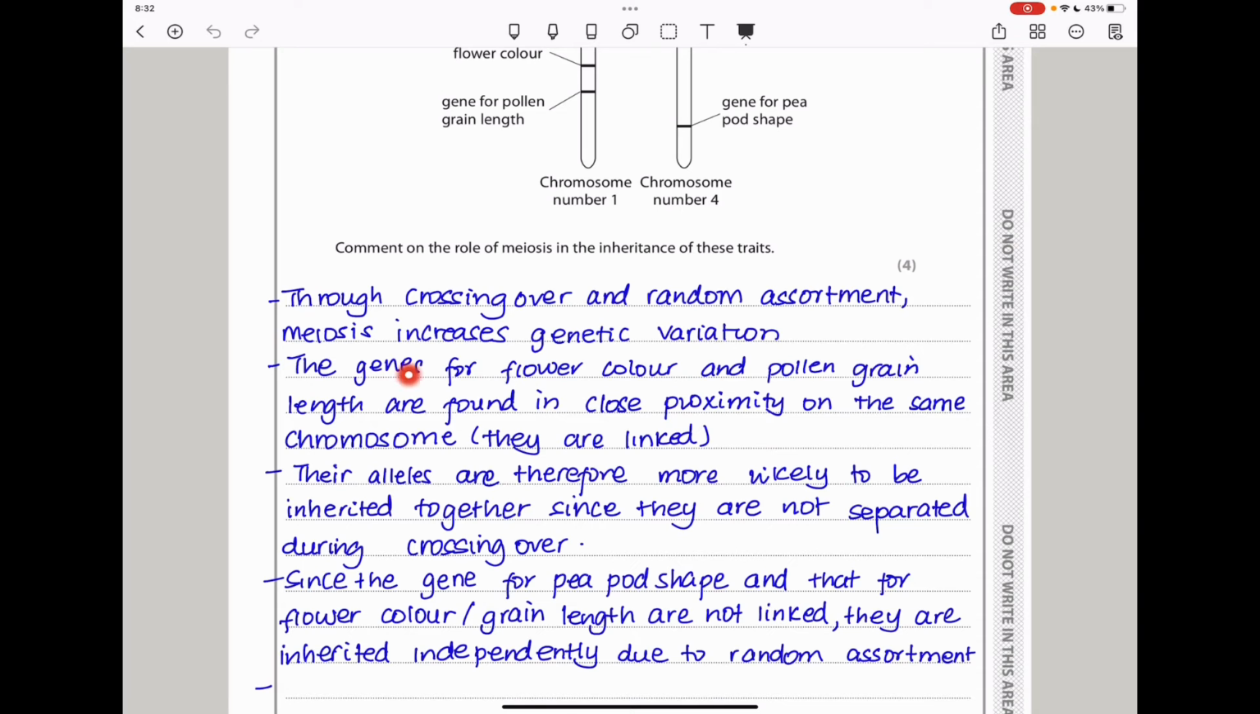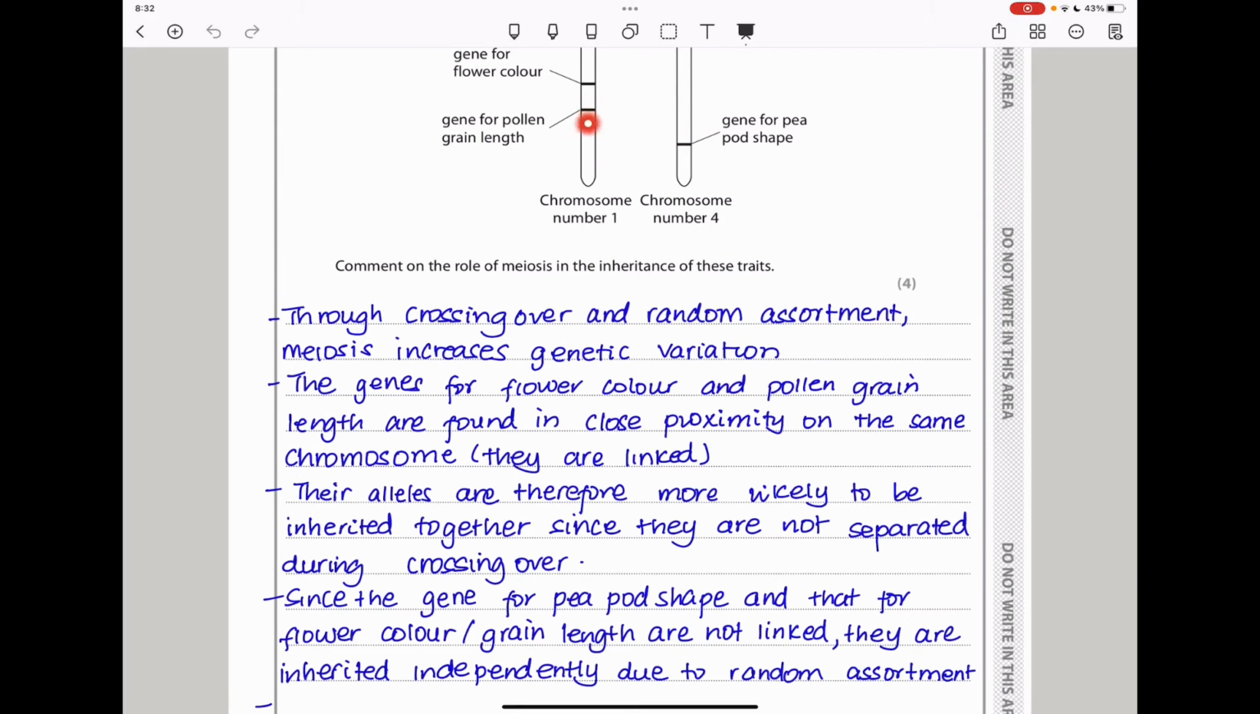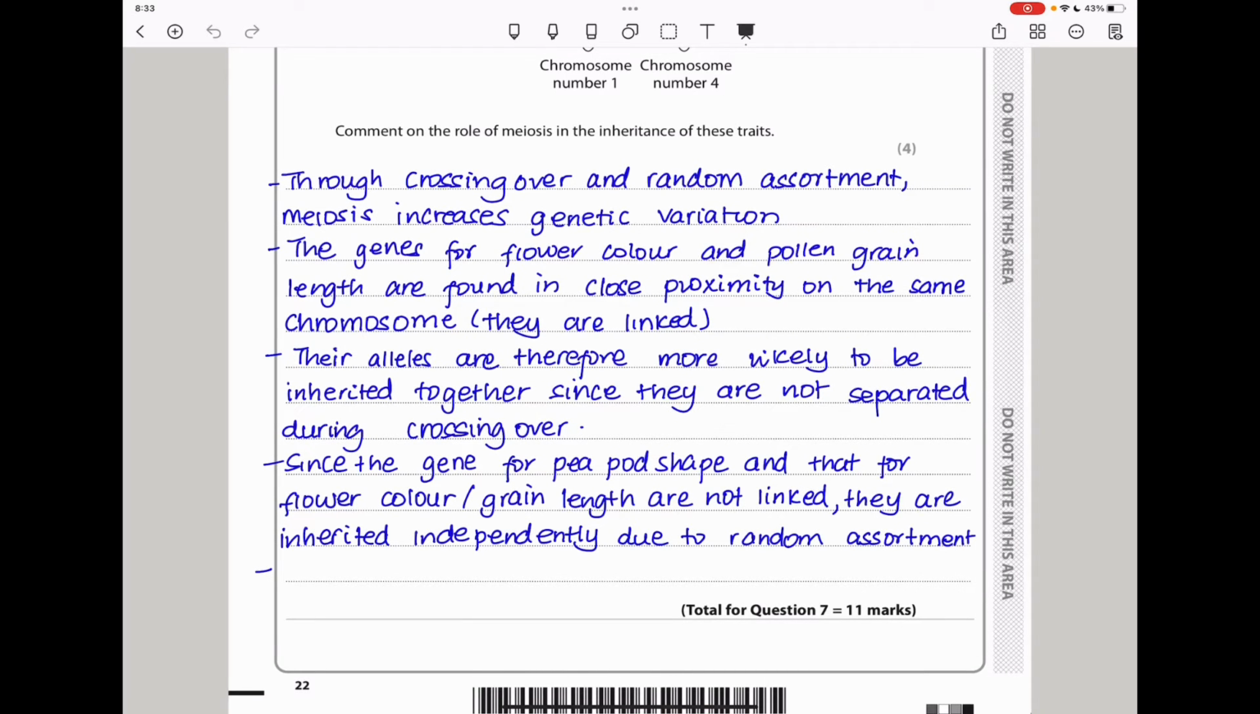So here I said, the genes for flower color and pollen grain length are found in close proximity on the same chromosome. We say they are linked. Their alleles are therefore more likely to be inherited together since they are not separated during crossing over. Remember I said crossing over as well as random assortment are going to occur. Now if you compare this one here and those ones, of course, due to random assortment, they can be inherited differently as well. So I say since the gene for pea pod shape and that for flower color or grain length are not linked, not on the same chromosome, they are inherited independently due to random assortment.